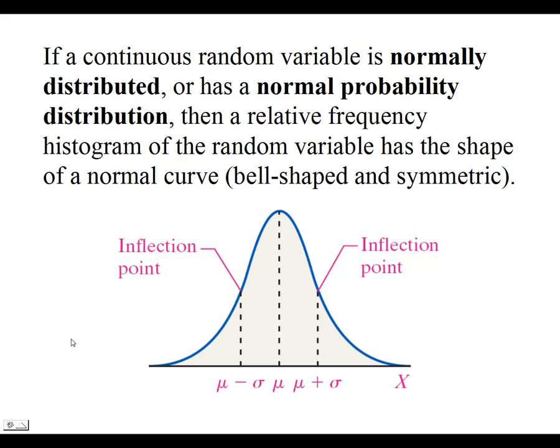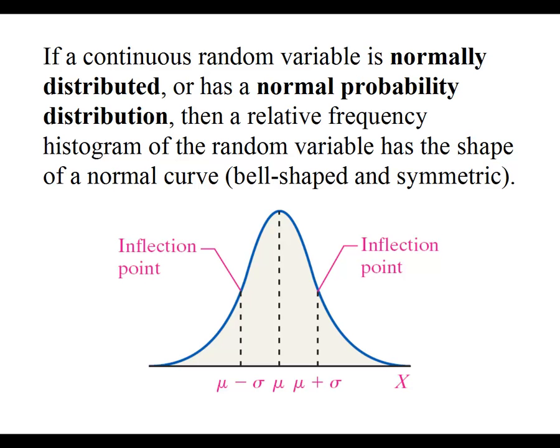Alright, now one of our named continuous random variables is known as the normal distribution. Normal distribution is our typical bell-shaped curve. It is mound-shaped, symmetrical, and the values that you're going to find at 1, 2, and 3 standard deviations away are going to very much reflect what we had with the empirical rule.